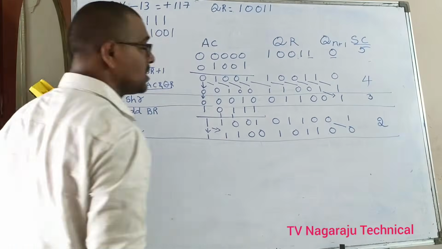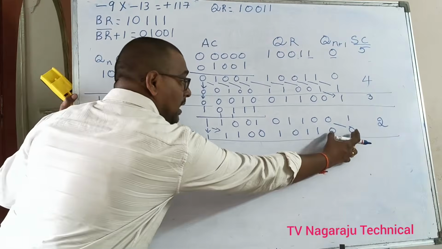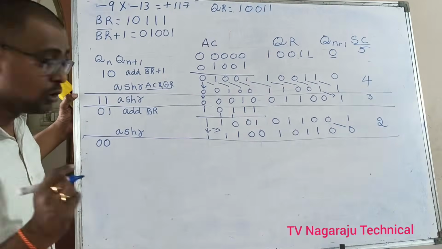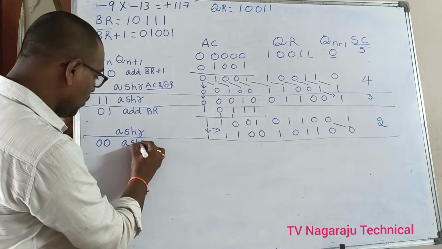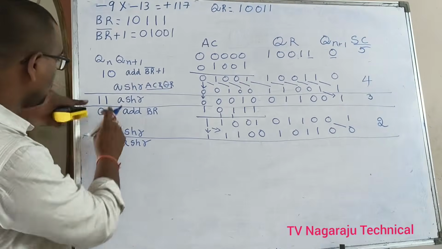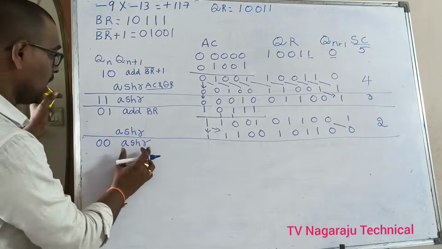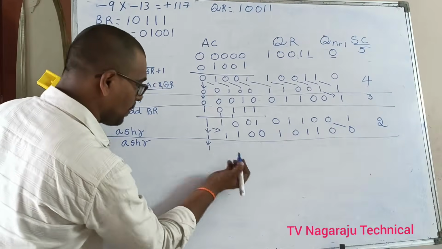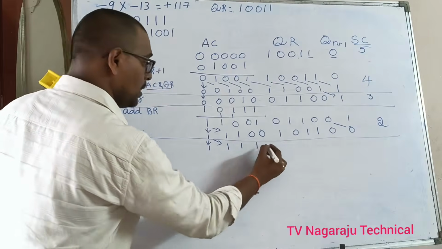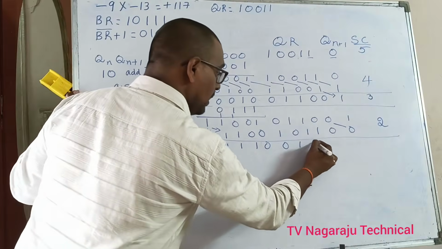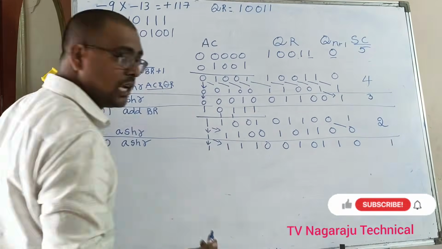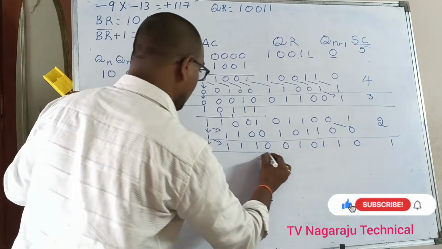My next iteration is also completed. Now what are the last two bits? The last two bits are 0, 0. If the last two bits are 0, 0, simply we are doing the shift right operation. Remember, if the last two bits are either 0, 0 or 1, 1, do the shift operation. So again, do the shift operation: 1, 1, 1, 1, 0, 0, 1, 0, 1, 1, 0, and decrement the sequence counter value by 1.